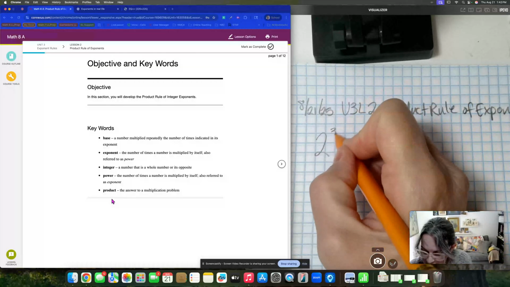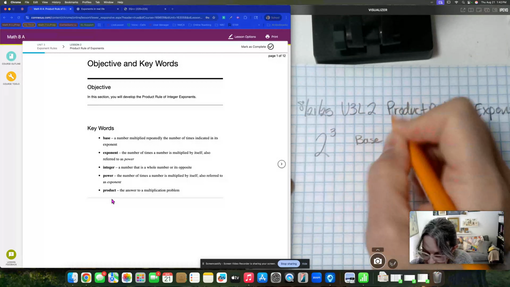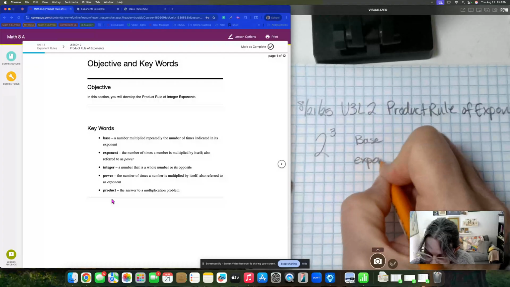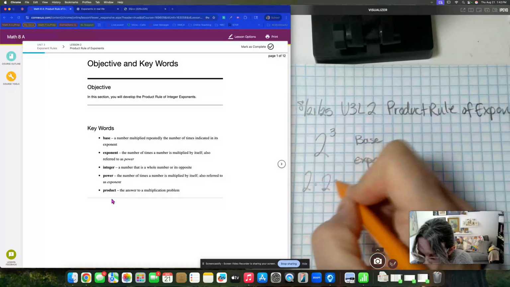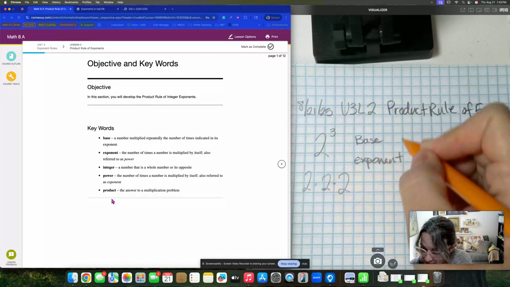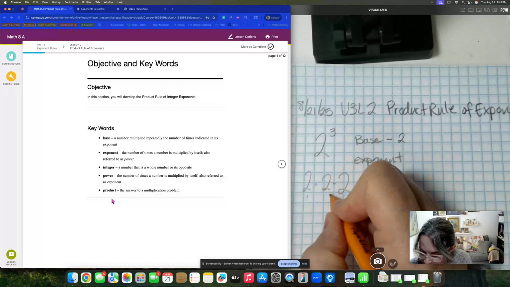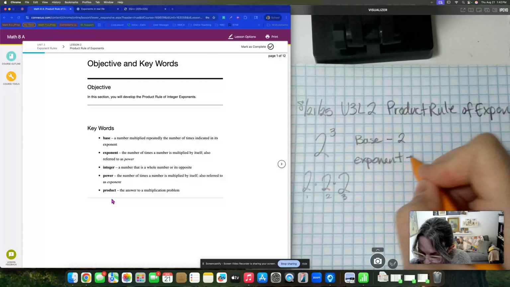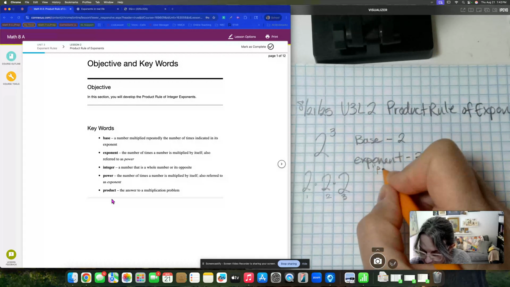So let's take 2 to the third power. Okay, the base and the exponent. 2 to the third power is 2 times 2 times 2. So when they say the number that's multiplied repeatedly, that is the 2. The exponent is the number of times the number is multiplied by itself. So that's 1, 2, 3. That means our exponent is the 3. And let's put in quotes here, this is sometimes called the power.